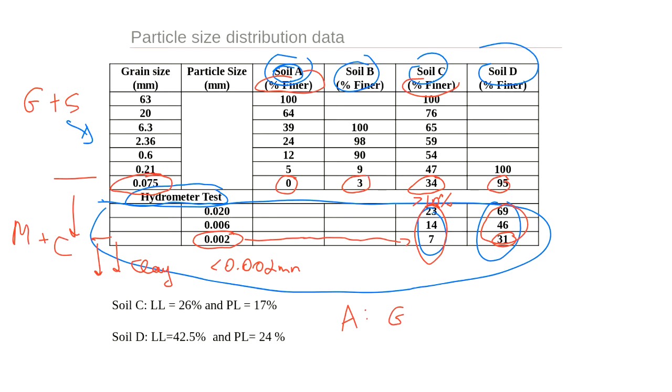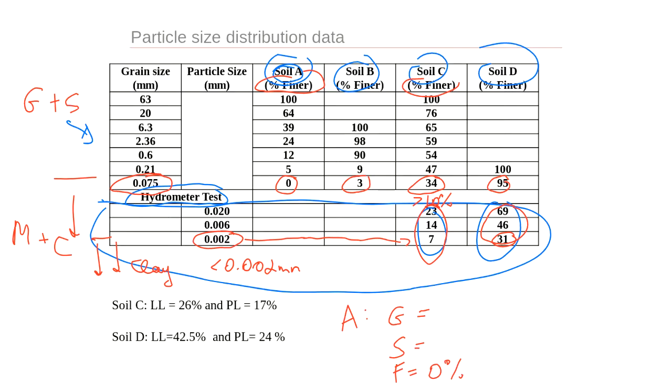76 gravel. 76, yeah, that's correct. And then what about sand? Then for soil A, what about sand? I think it's going to be the remaining to make it 100%, 24, yeah.